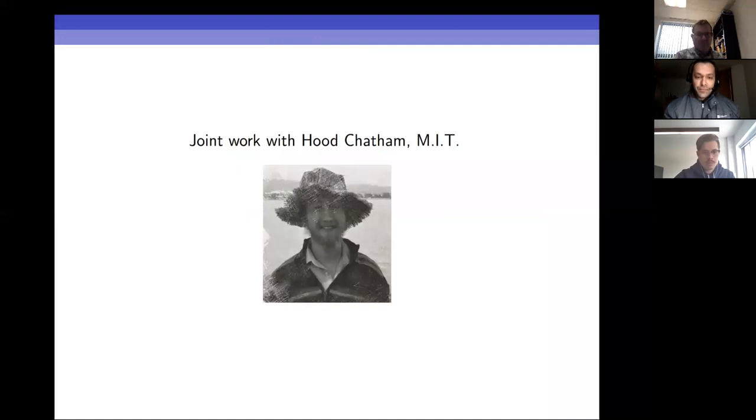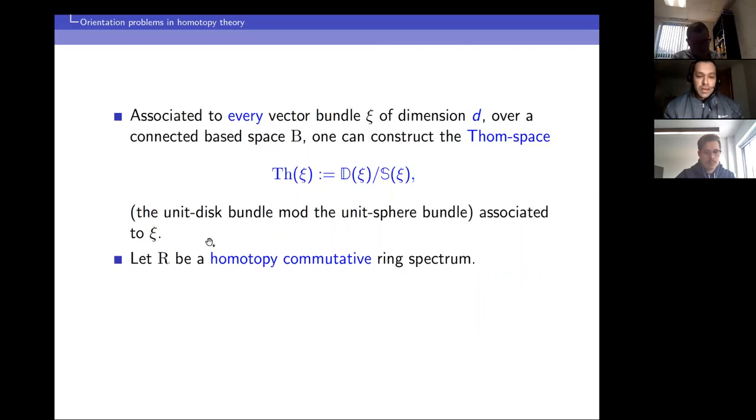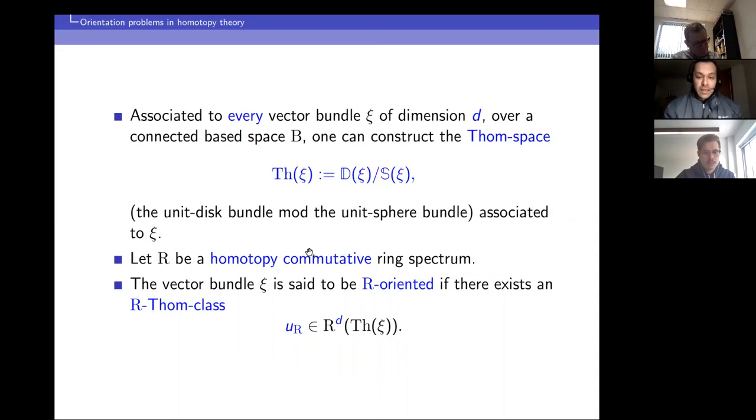And I'm gonna begin with talking about general orientation problems in homotopy theory. And to talk about that, I must first talk about a space, the Thom space, because that's how we define orientations. So if I take any vector bundle, complex or real, we can define its Thom space as the unit disk bundle mod the unit sphere bundle. And then let's say R is a homotopy commutative ring spectrum, then a vector bundle is said to be R oriented if there exists an R Thom class, which lives in the dth R cohomology of the Thom space.